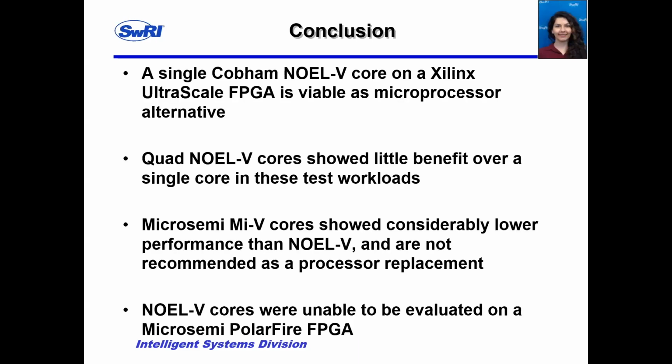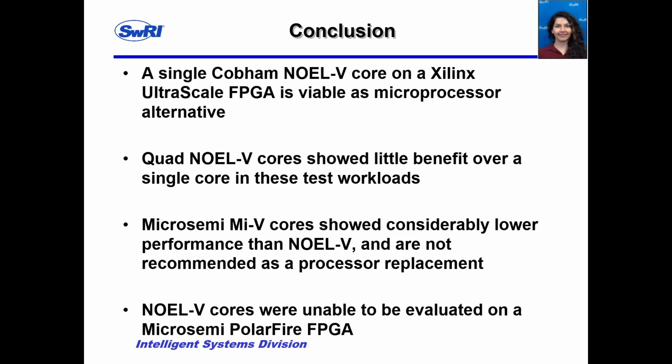In conclusion, Cobham Gaisler NOEL-V cores are recommended over Microsemi MI-V cores if considering embedded CPU replacement. There was nearly an order of magnitude difference in performance in Dhrystone 2 and CoreMark between the best NOEL-V configuration and the best MI-V configuration at roughly the same frequency. Additionally, the floating point support makes the NOEL-V more versatile in complex workloads, showing impressive performance in the Whetstone benchmark, which the MI-V was unable to run.